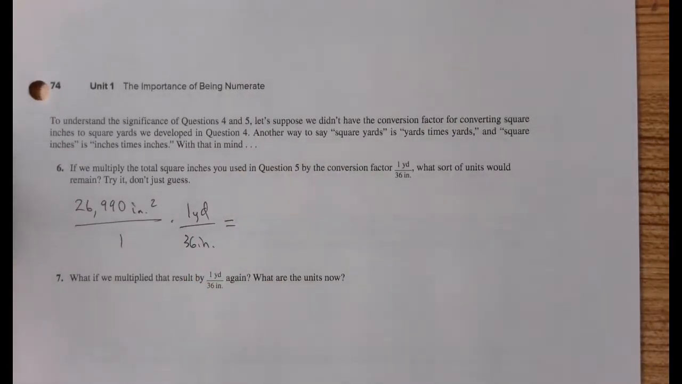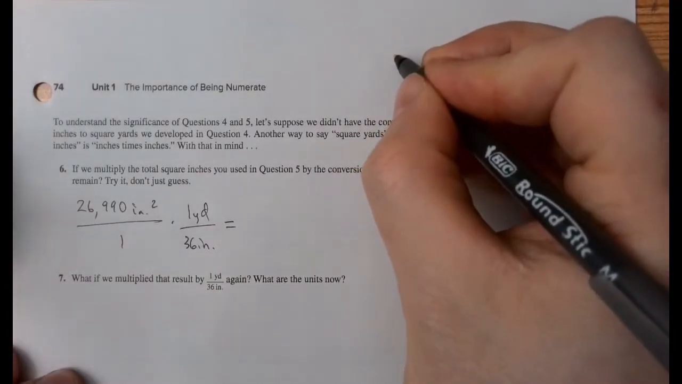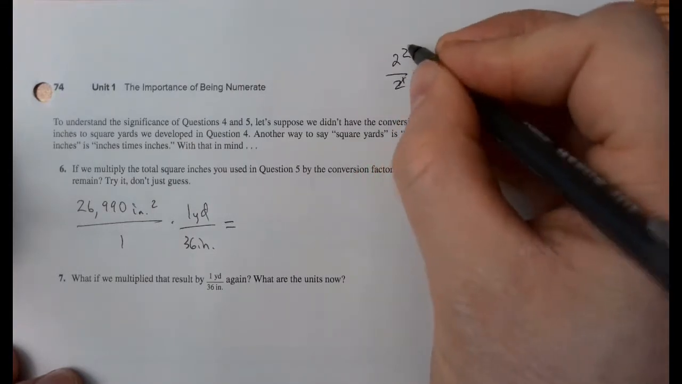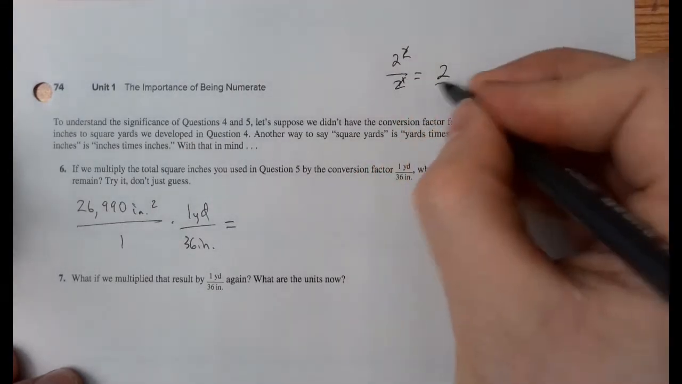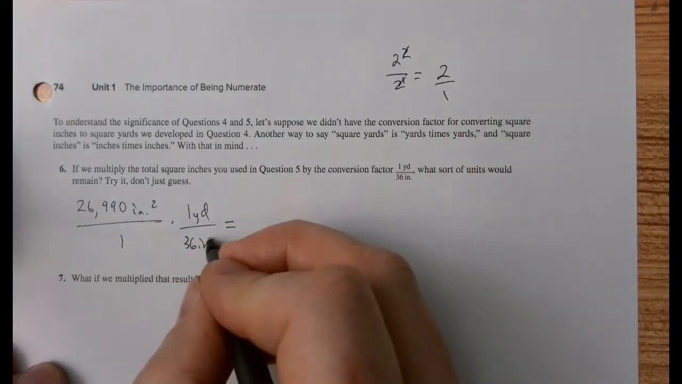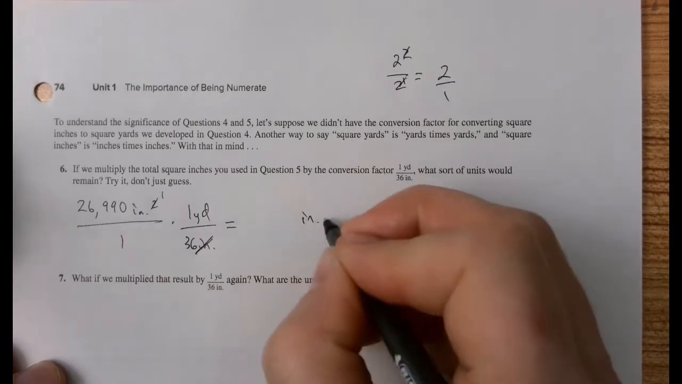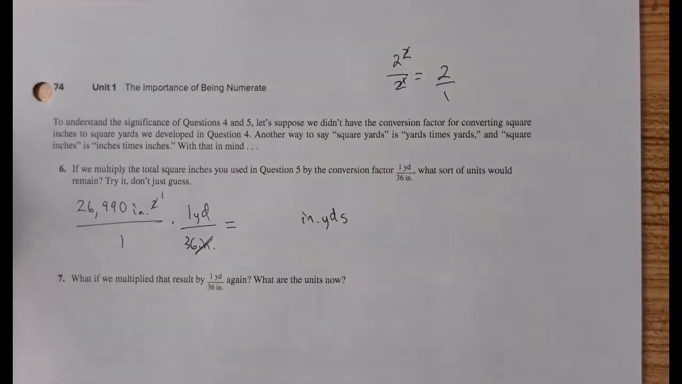If you remember your exponents, when you have, let's say, 2 squared divided by 2, what you can do is get rid of one of the exponents here, and you'd be left with 2 over 1. The same thing's happening here. We cancel these inches with one of these inches, and we're left with inches times yards, which is kind of a meaningless number.